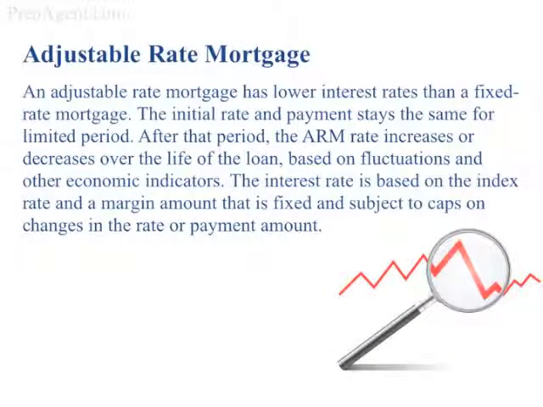Adjustable rate mortgage. An adjustable rate mortgage has lower interest rates than a fixed-rate mortgage. The initial rate and payment stays the same for a limited period. After that period, the ARM rate increases or decreases over the life of the loan, based on fluctuations and other economic indicators. The interest rate is based on the index rate and a margin amount that is fixed and subject to caps on changes in the rate or payment amount.